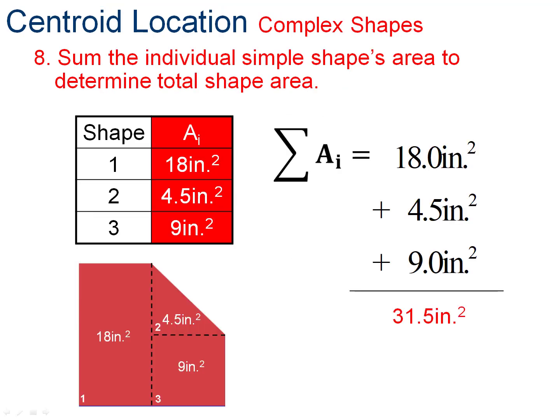Okay, step 8 is sum the individual simple shape areas. So I only have to do that once. It's 18 square inches plus 4.5 square inches plus 9 square inches. That's the total area of this shape right there. Total area.